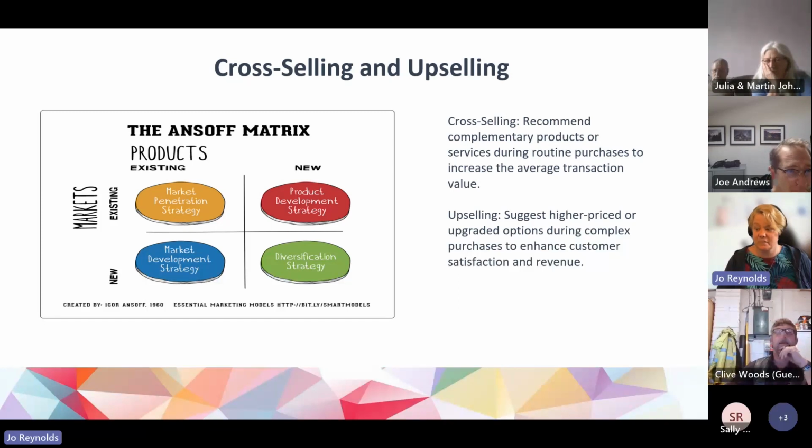Okay, so they used a product development strategy, which is a medium risk. Just so you know, this bit here is about selling more of what you do to the same people. This is your lowest risk and your lowest return. This is your highest risk. This is brand new products to brand new markets.